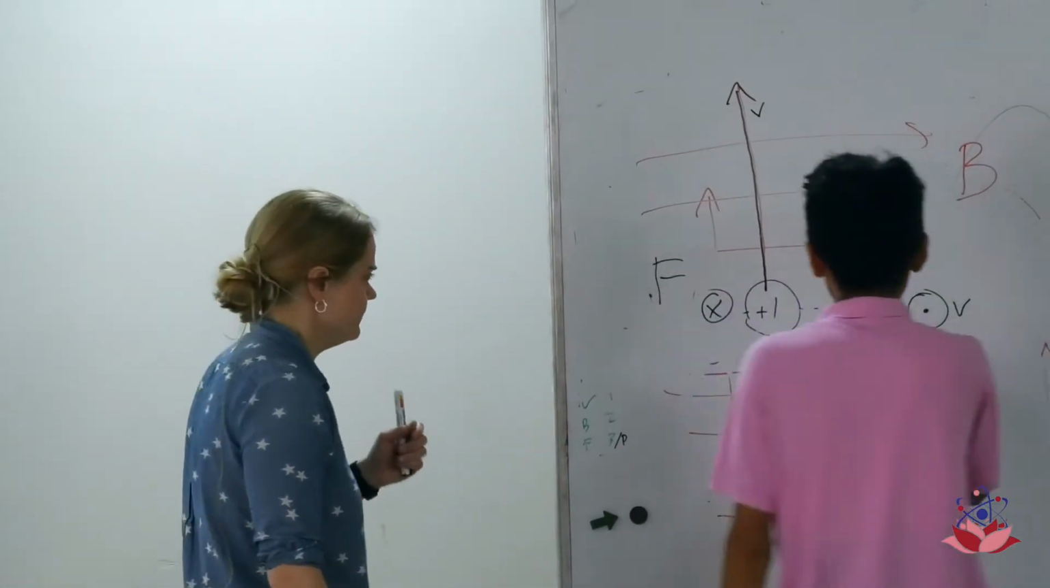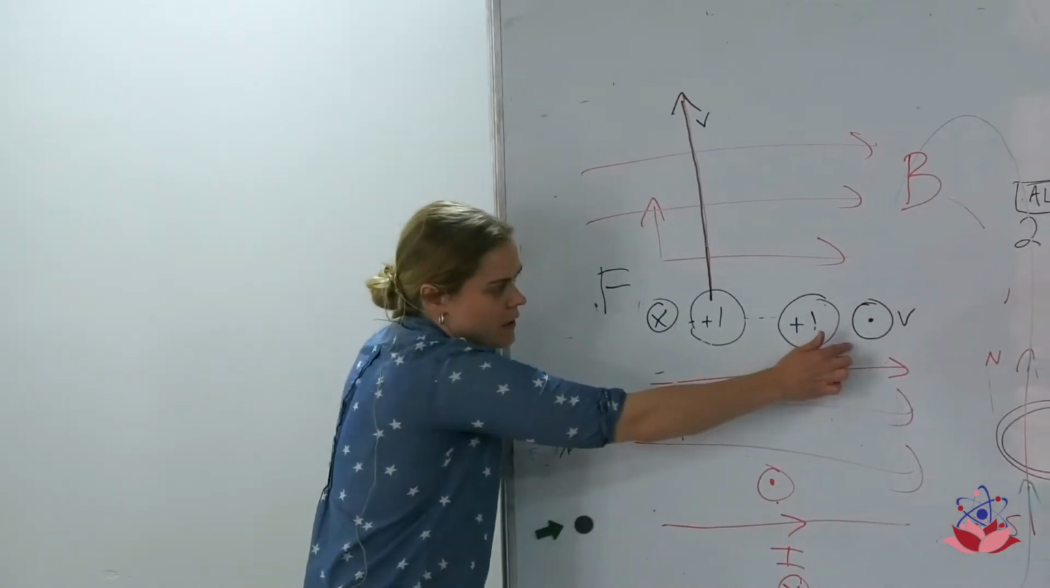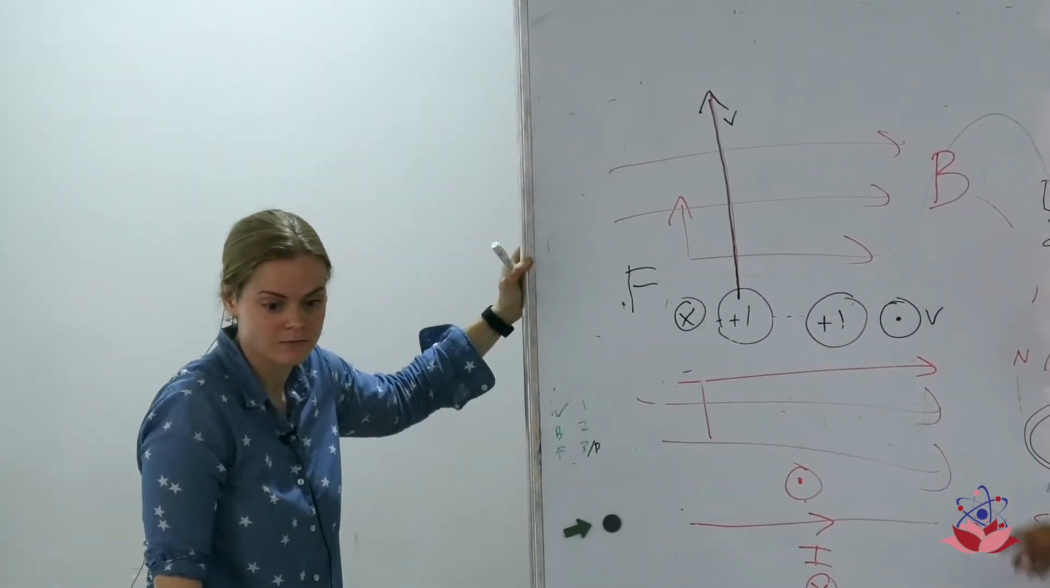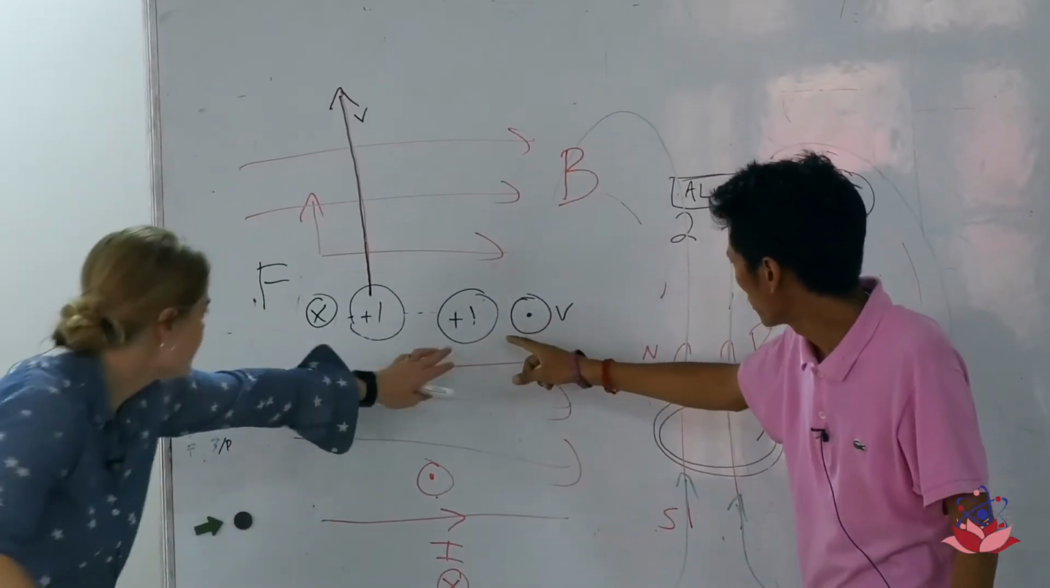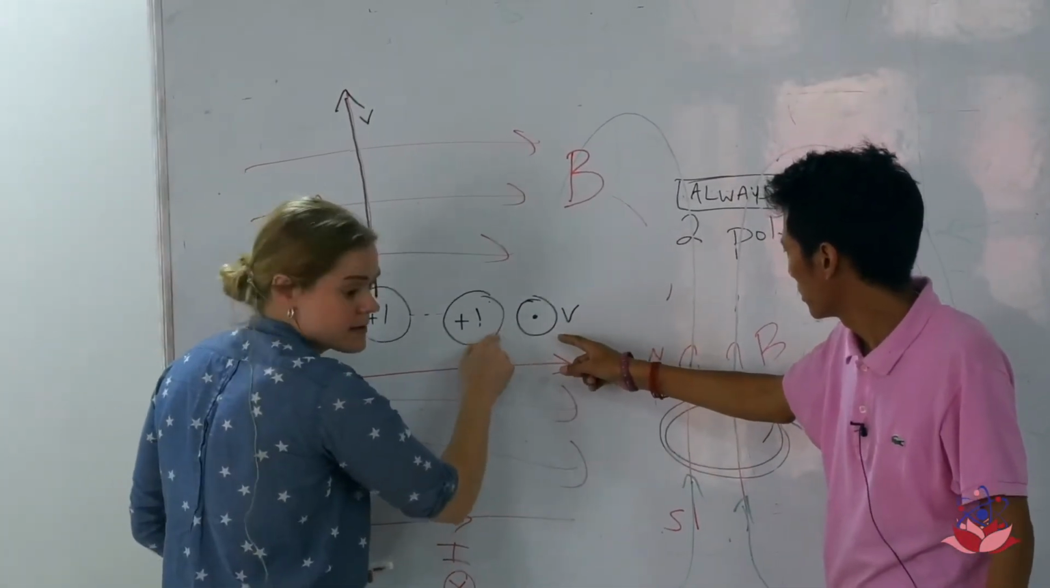Okay. So what about this one? So where does the velocity go? This one or this one? So this represents the velocity of this one.